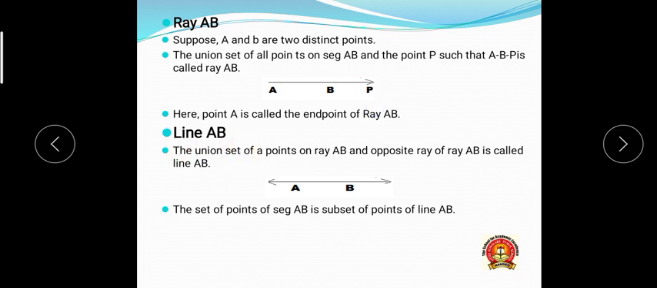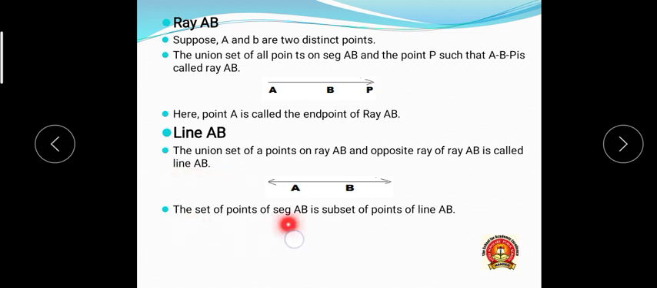Line AB. Line means both sides. It means a union of set A, ray AB as well as the opposite ray BA, because both have infinite points. Therefore, this union of ray AB and the opposite ray is the set called line AB.